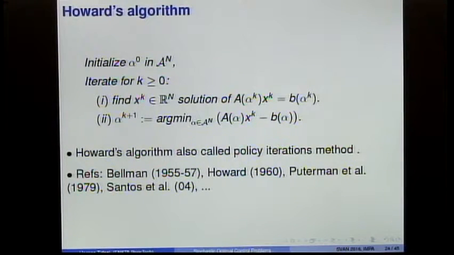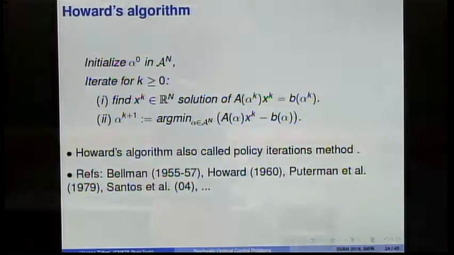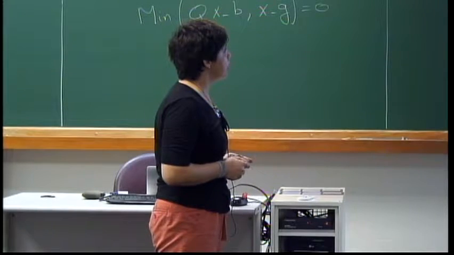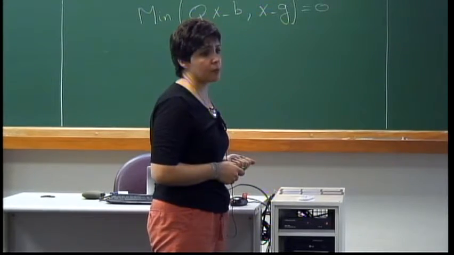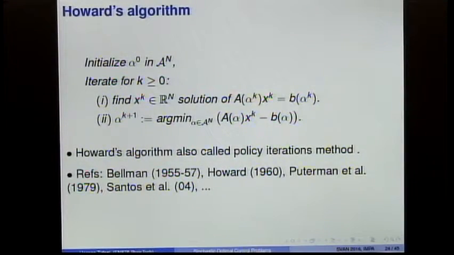So Howard's algorithm relies on this simple remark, and it suggests an algorithm in 2 steps. It's like a splitting method. So you have 2 operations, minimization and solving a system. So what you do here, you start with a policy now.